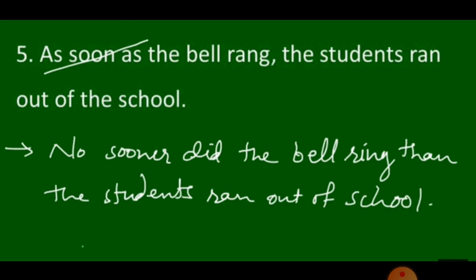So again the word rang has been used, past tense, so we have to make it into first form. No sooner, then we use the word did, again because it is past. Did the bell rang becomes ring, first form. We are removing the comma and placing then. Then we are putting just the second sentence as it is. The students ran out of the school.